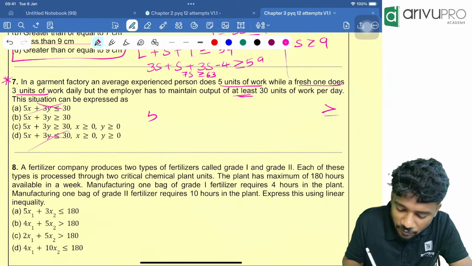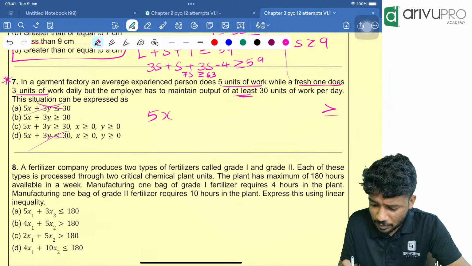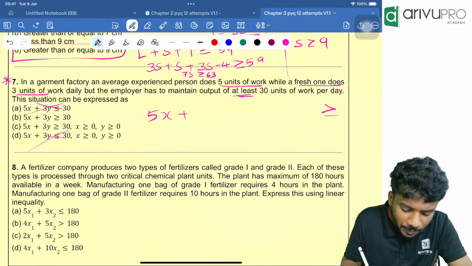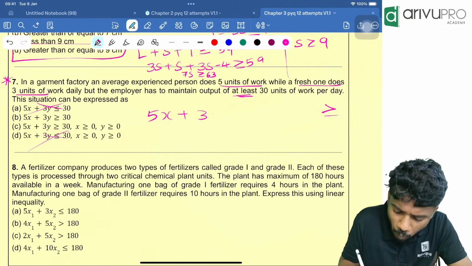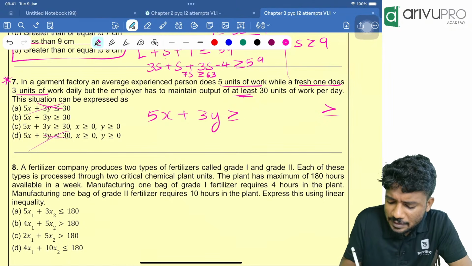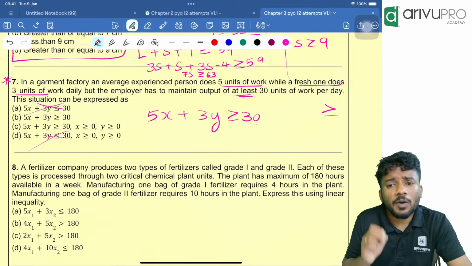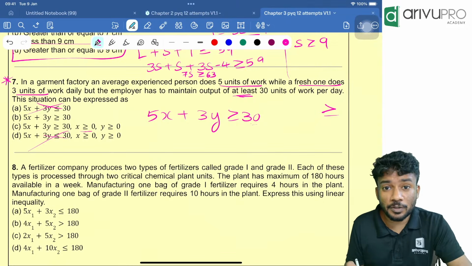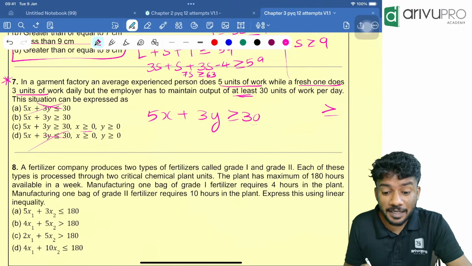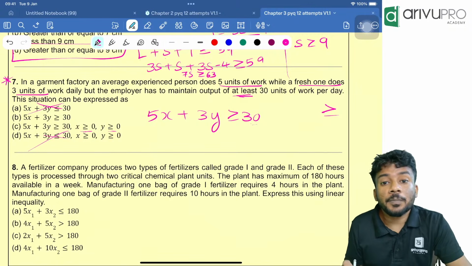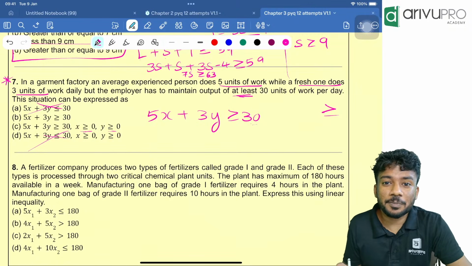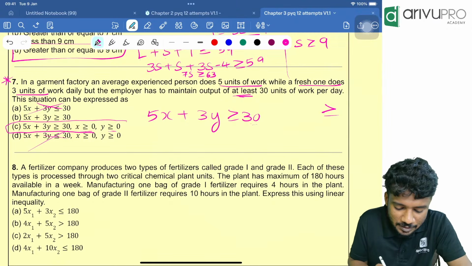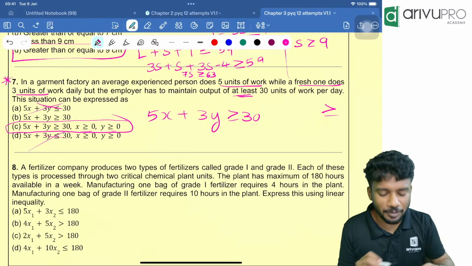I will tell you. 5 into X, if X is the experienced person's work, so 5 into X plus 3 into Y is at least, means greater than or equal to 30 units. And one more condition is very important. The number of experienced and the number of freshmen also should be greater than or equal to 0. They can't be negative. Number of people can't be negative, right? Yes. So option C is your answer, not option B.